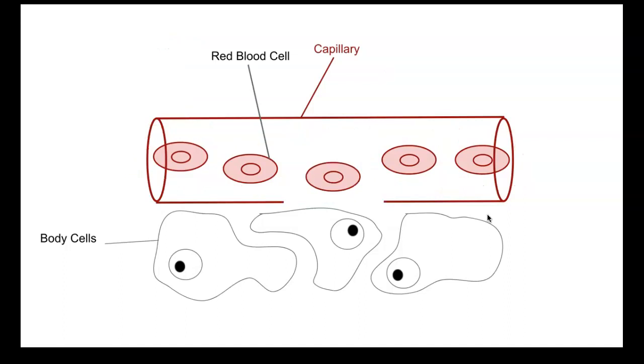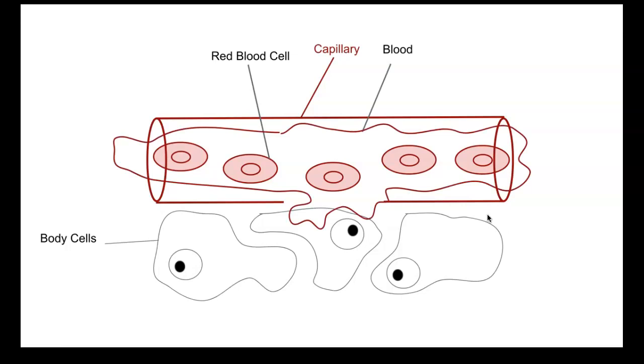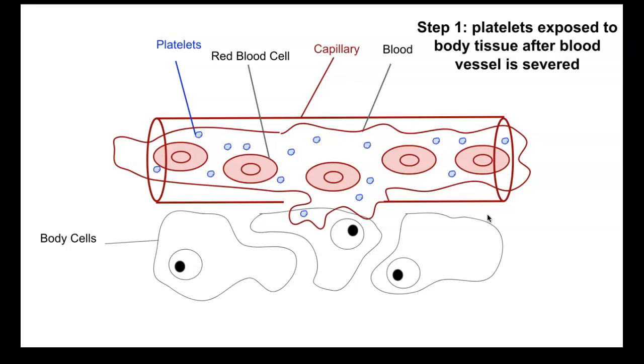So what happens when we injure ourselves? You would break a capillary, and that blood would be exposed to your body tissues like the skin or fat that are around those capillaries when we get a cut. So these platelets are exposed to that body tissue because the blood is exposed to it. And that's the first thing that triggers this process. The platelet basically touches a body cell and it's like, oh, that's not something I'm supposed to be touching. This is not good. We need to fix this.